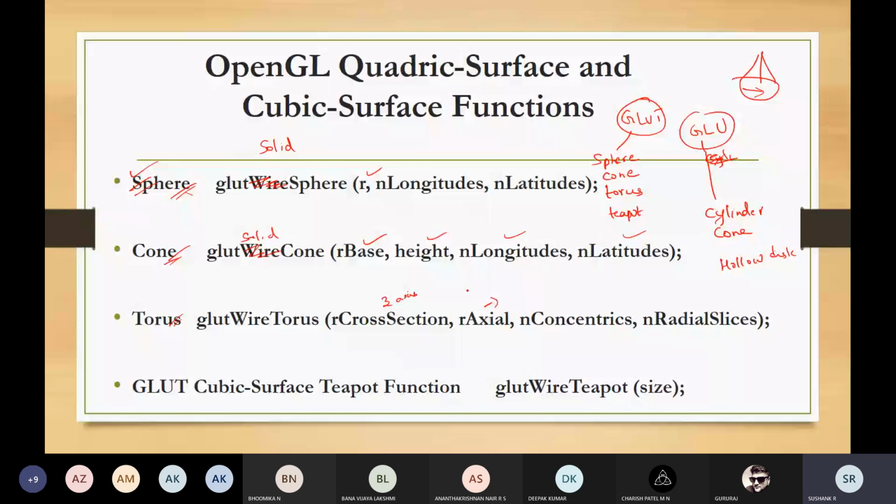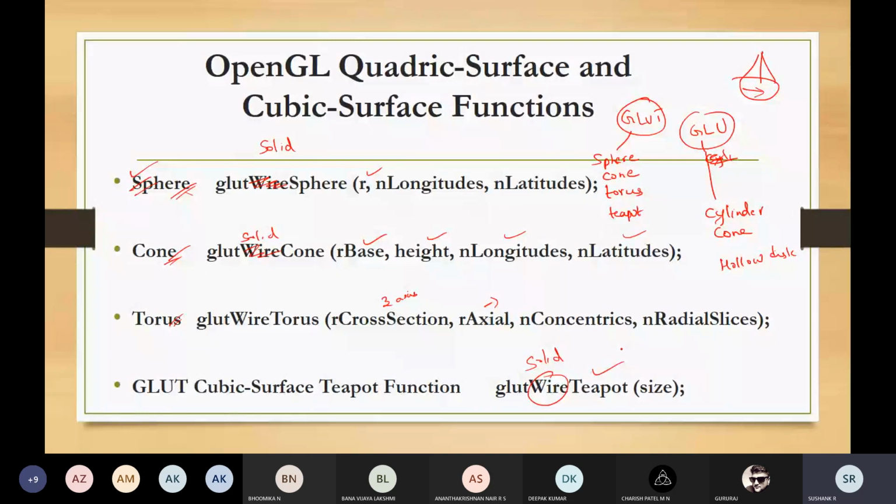So n concentric will give you the number of concentric circles, and n radial slices gives the number of radial slices. Now we have one function called glut wire teapot. Here also this wire can be replaced with solid teapot. This function is going to generate the teapot. We have already seen it in the lab program also.